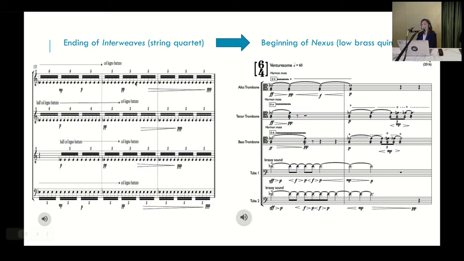So this is the ending of the first work of the series, the string quartet, and here the repetitive note of E flat is played by the string quartet using col legno. Okay, let's just listen to this.